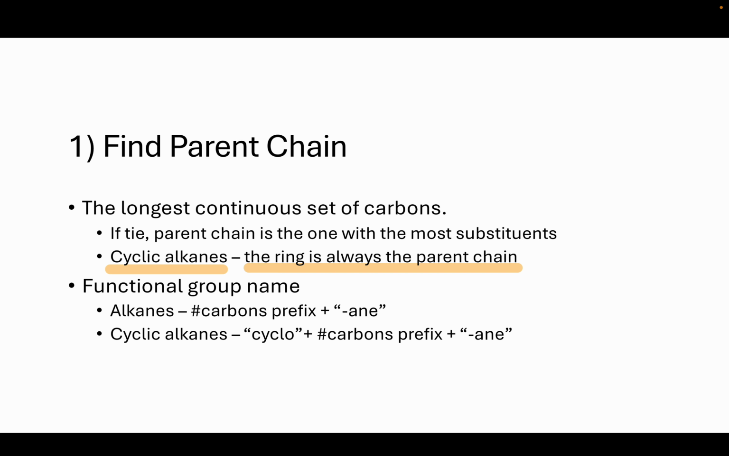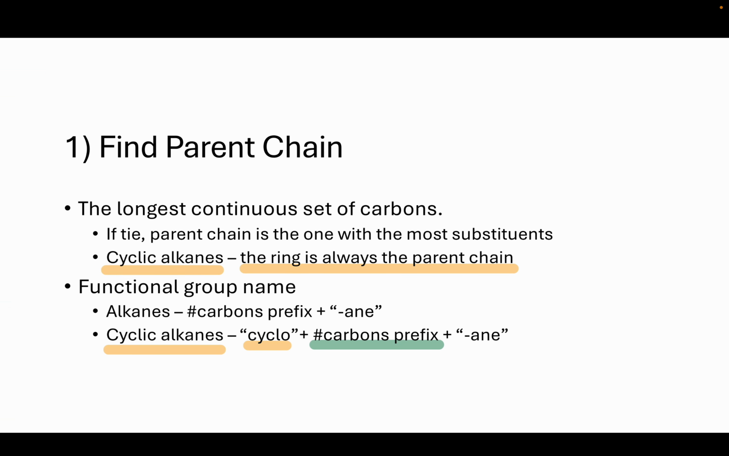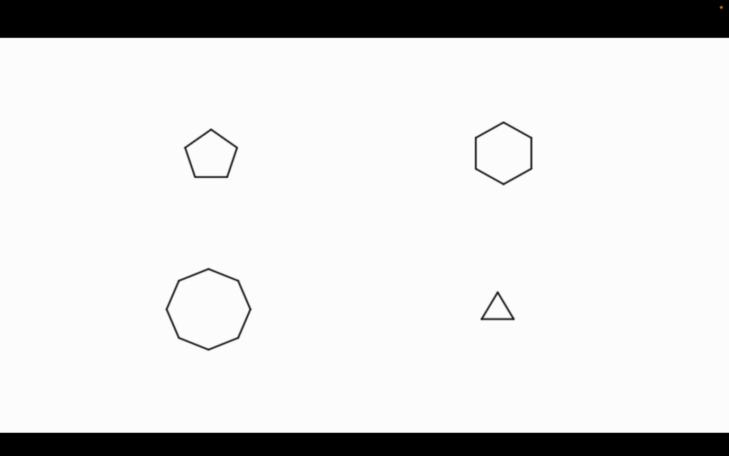And how we're going to name that parent chain is we're going to stick this prefix cyclo on there. Then we're going to use those same number of carbon prefixes that we discussed previously for alkanes, 1 meth, 2 eth, etc. And then we're going to follow it up with that suffix ane, just like we did for alkanes. So going through these examples here, we have 1, 2, 3, 4, 5 carbons. This would then be cyclopentane.